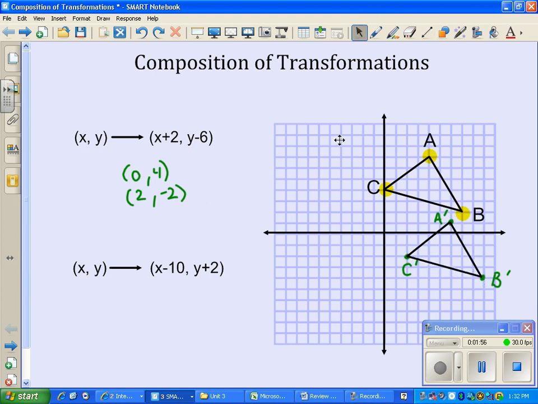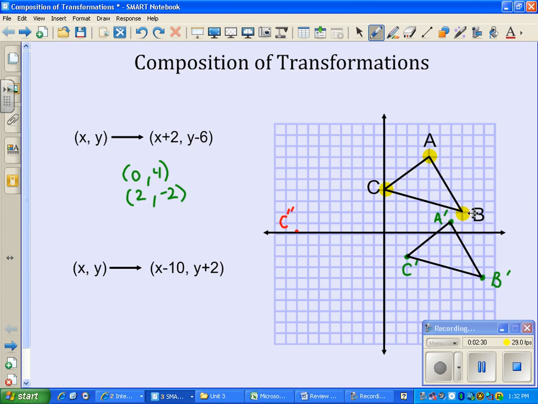Now, once again, we're going to move it to a new location, and it tells us by this rule we're going to move to the left 10 and up 2. So our C value to the left 10, oh shoot, and up 2. I should have moved it up 2. I'll write it and then I'll erase the other one because that was a mistake. Okay. And so we're going to label that, so it's C double prime.